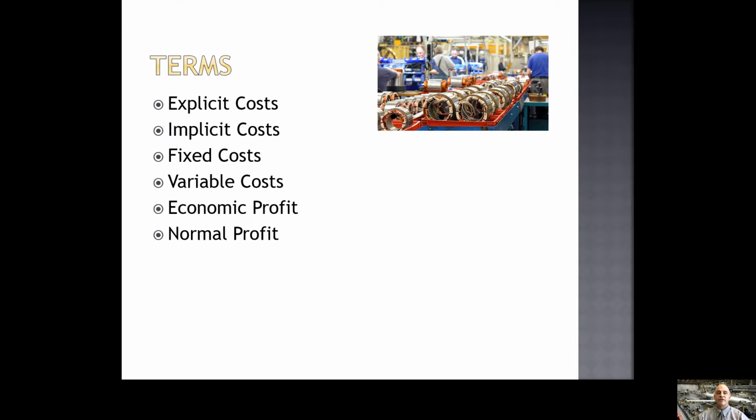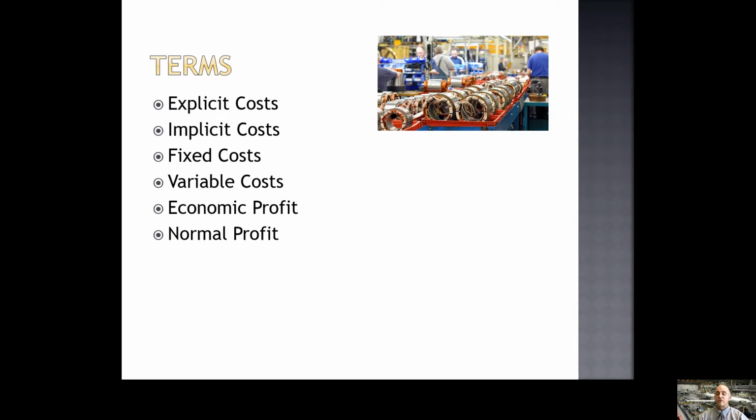So you will discover there's a variety of terms, costs and profits, that you're going to use in this chapter. For example, there is a difference between explicit and implicit costs. Explicit are those costs that are directly paid, and implicit are costs, but nobody's actually paid those costs. But it is a trade-off. It is a cost of business. It's indirect.